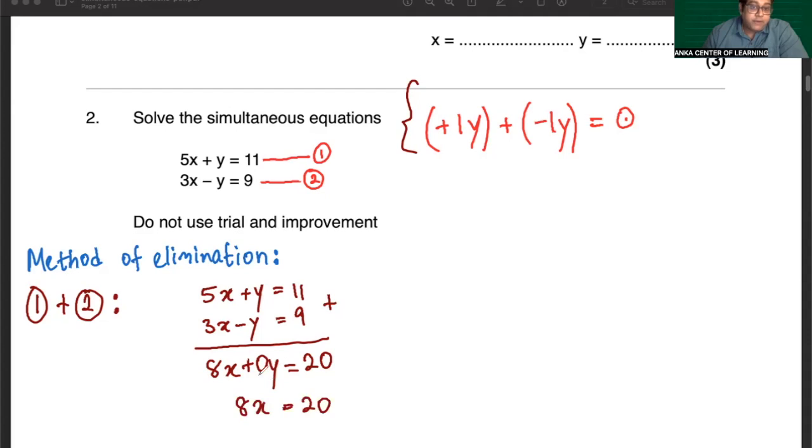You do not have to write the 0y because it's 0 after all. Which means we have eliminated the variable of y. And now we've got 8x equals 20. I will continue it here.